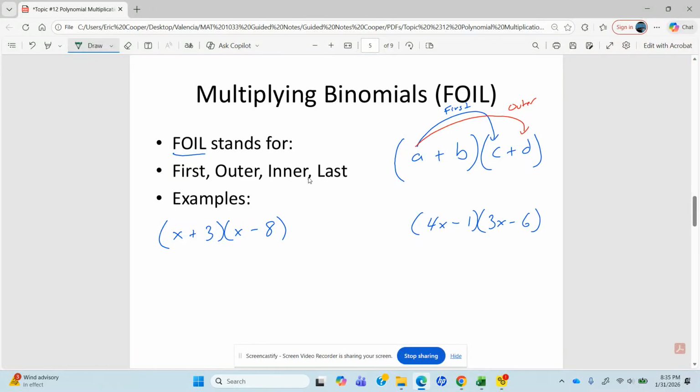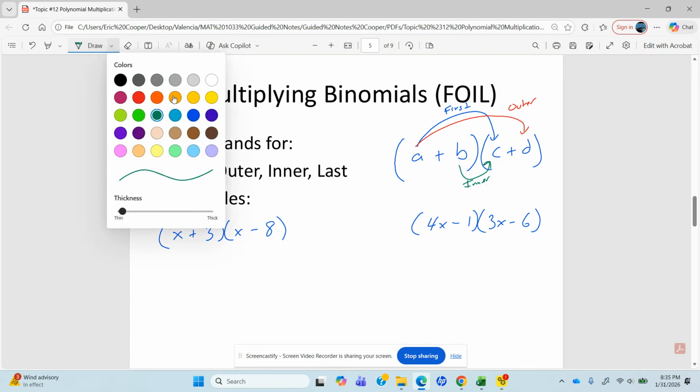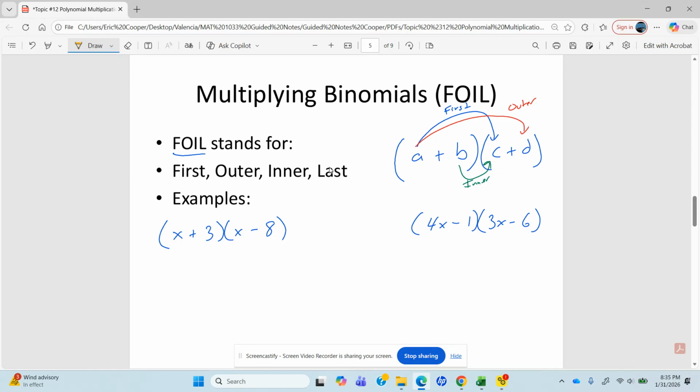Next, we're going to do the opposite. We would do the inner. If a and d are the outside, b and c would be the inner. So we would take these two and multiply them by each other. And finally, we would do the last. If a and c are the first terms, then b and d are the last terms.